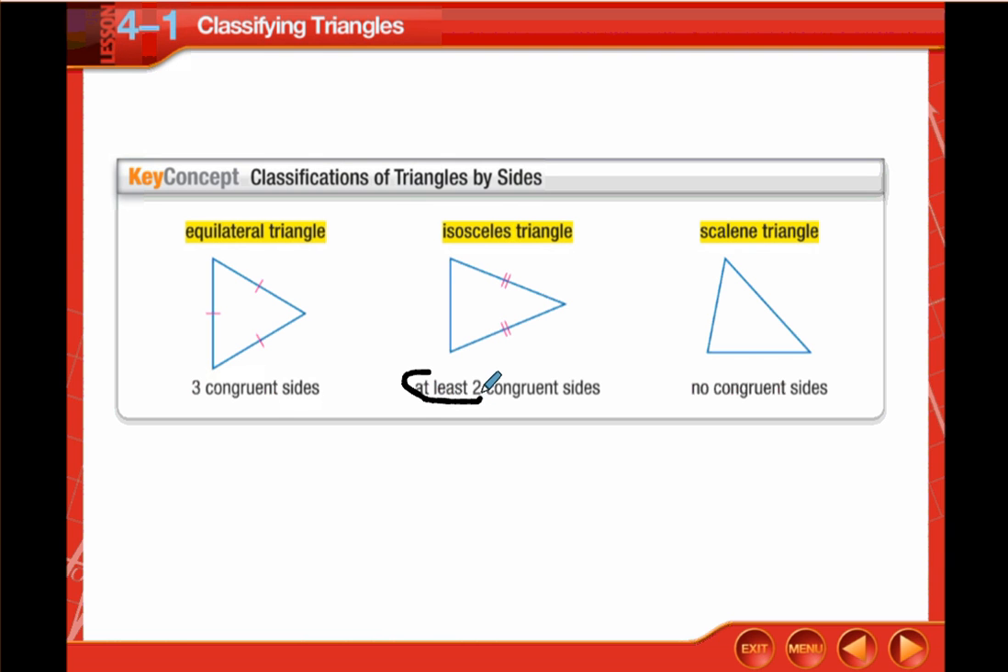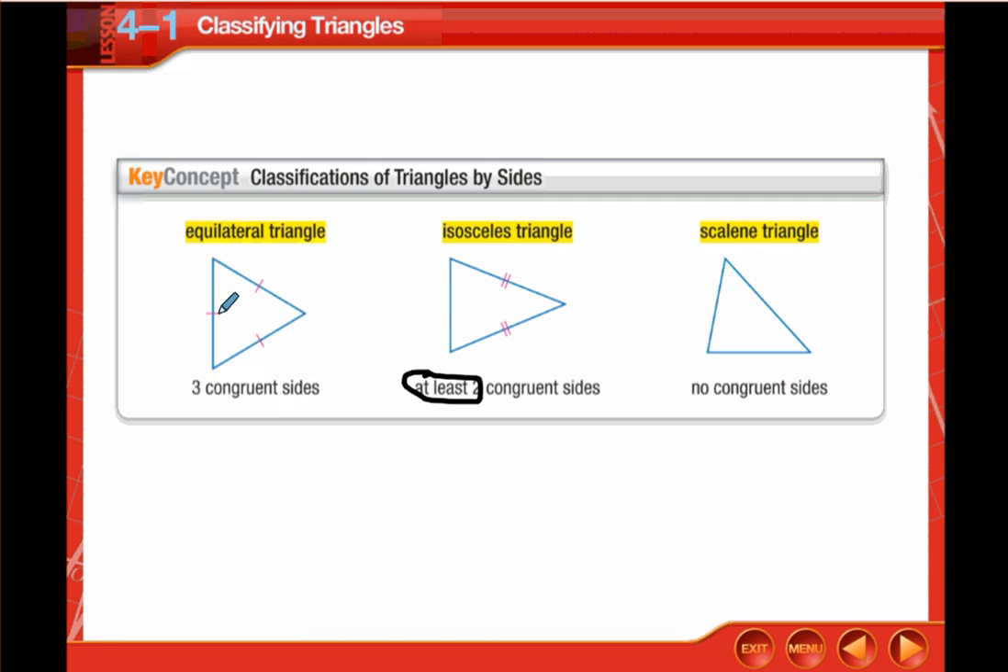It's possible that it could have three, and if it has three, we could still technically call it an isosceles triangle. It just has to have at least two. It doesn't say exactly two, but just at least two. So if a triangle has at least two congruent sides, we can refer to it as isosceles. But if all three sides are congruent, then even though we technically could still call it isosceles, the better name for it would be the first word here, which is equilateral.